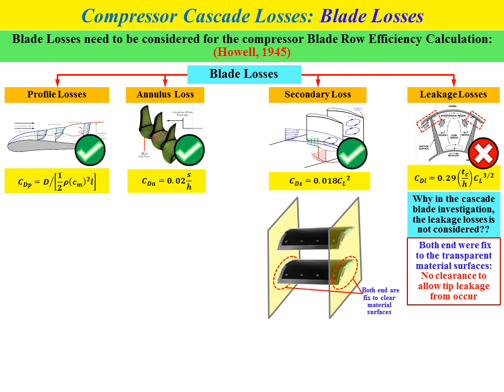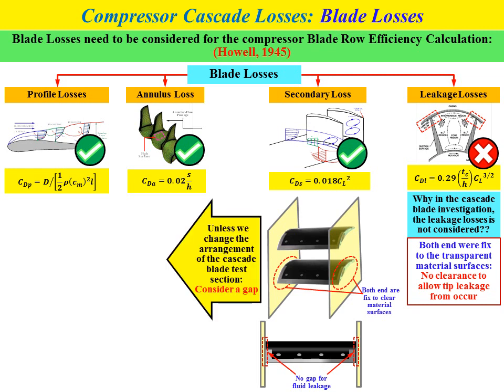By looking at the front view of the cascade blade arrangement, we can see that both ends of the cascade blade are fixed to the clear material surface, which means there is no gap for fluid leakage to occur during the cascade blade investigation. So for this case, we will not have the blade losses due to fluid leakage losses.